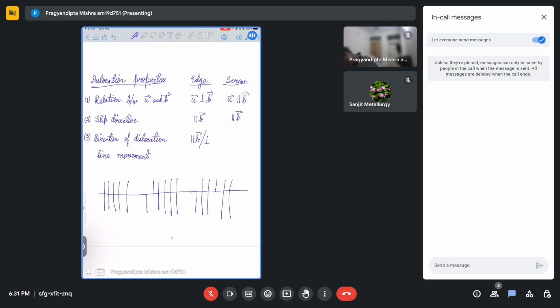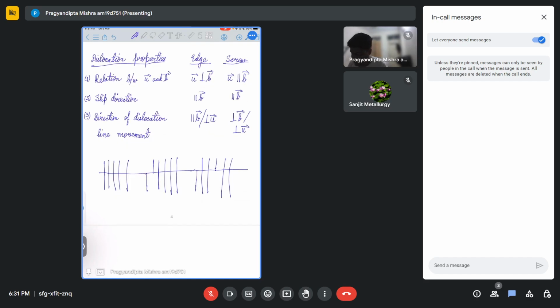Or perpendicular to the dislocation line. However, in screw, Burgers vector and dislocation lines are parallel to each other. So if it is perpendicular to dislocation line, then it has to be perpendicular to the Burgers vector as well. Right?